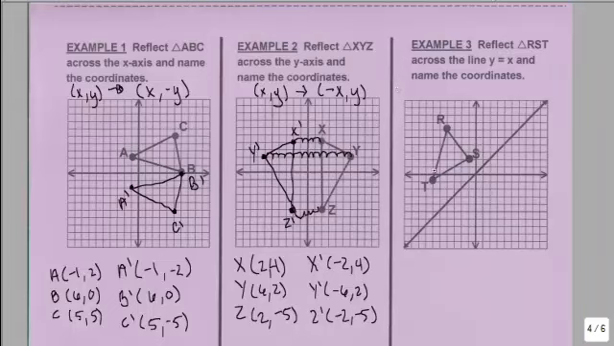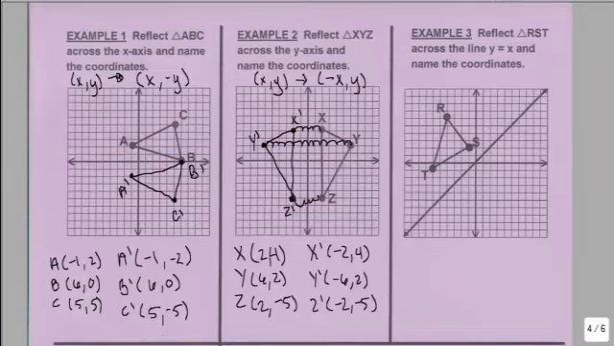And lastly, we reflect across y equals x. So we have r, which is at negative 4, 6. S is at negative 1, 2. And t is at 5, negative 6, negative 1.